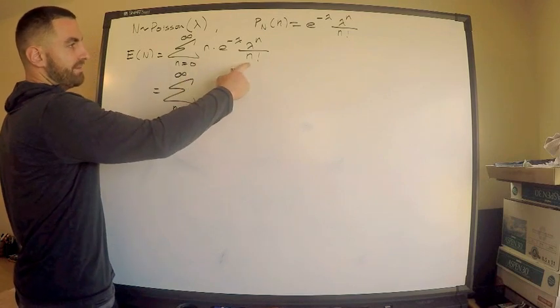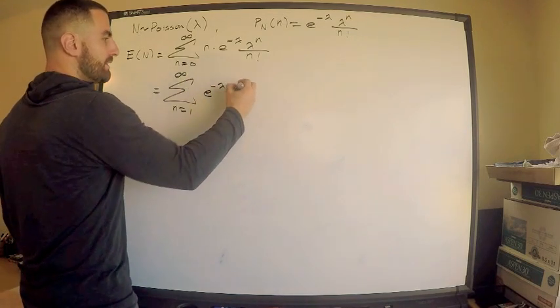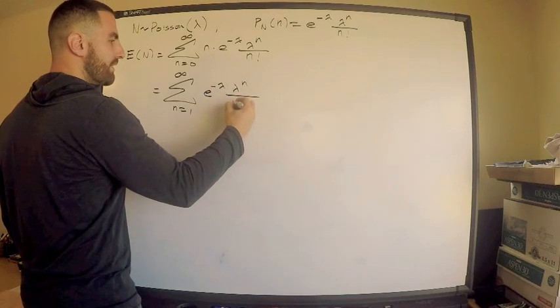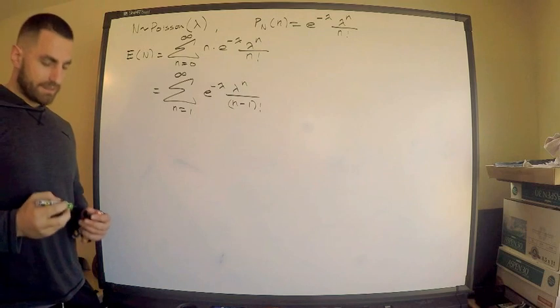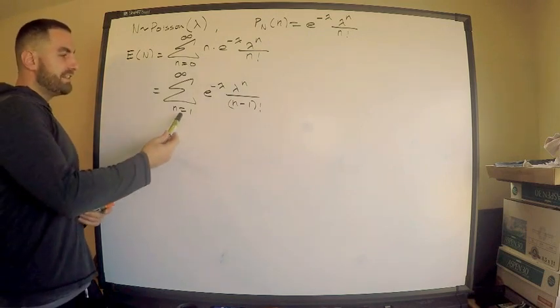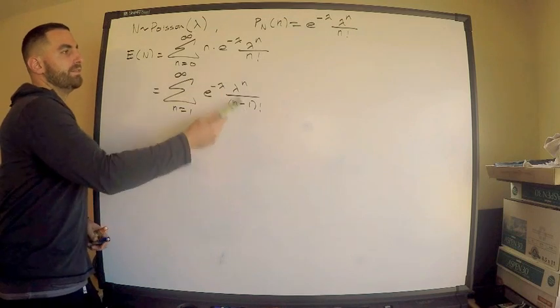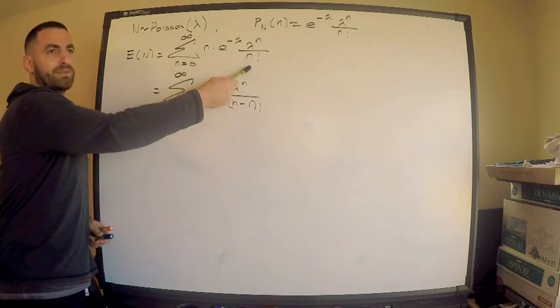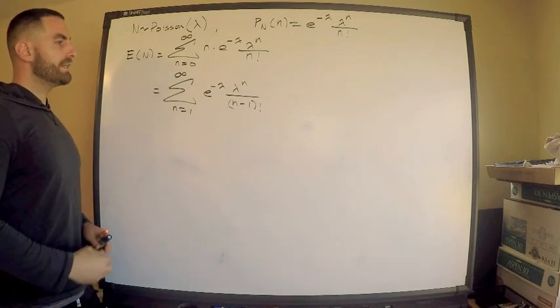The n cancels the n factorial. So this is e to the negative lambda, lambda to the n, over n minus 1 factorial. Nothing fancy going on whatsoever. I changed the lower index to 1 because the first term is 0, as well as did a cancellation here. Remember, n factorial is n times n minus 1 factorial, etc. So that cancels. What can I do now?